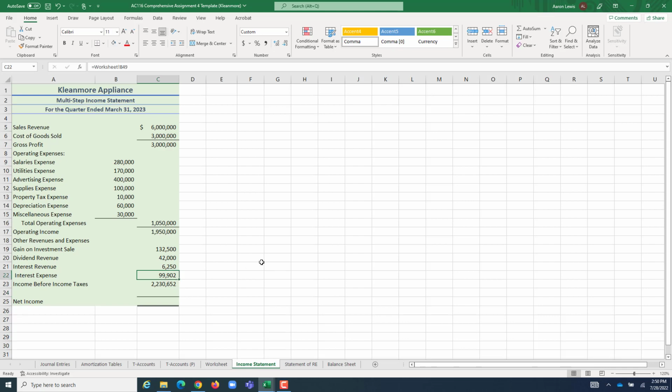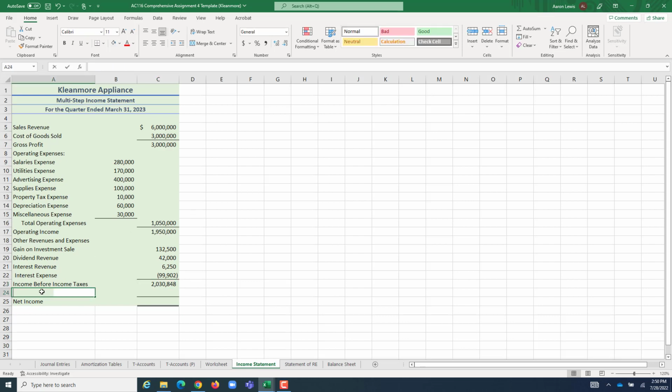So how can I fix that? If I click on the cell up here in the formula bar on the top, I just want to turn that number around and make it negative. So after the equal sign, I'm going to click in the little bar up on the top, and I'm just going to put in a minus. So now it says equals minus worksheet cell B49. And when I do, it makes it a negative number. And now I get our income before income taxes.